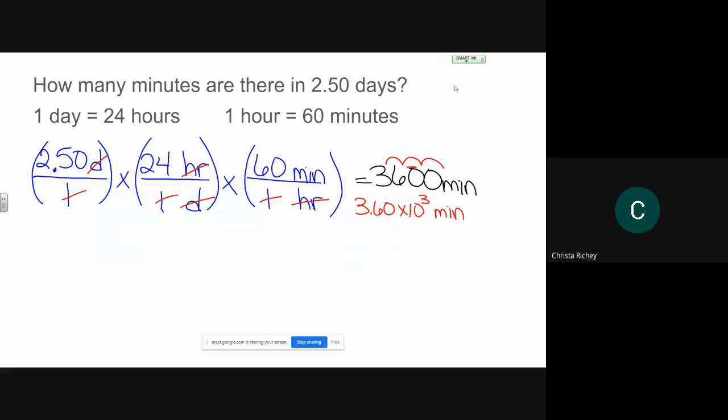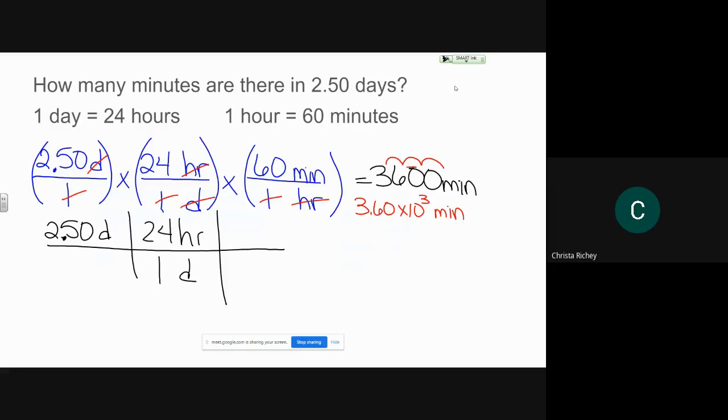To do the exact same thing in a conversion cross is the exact same thing. 2.50 days. I'm going to go from days to hours. And I'm going to go from hours to minutes.